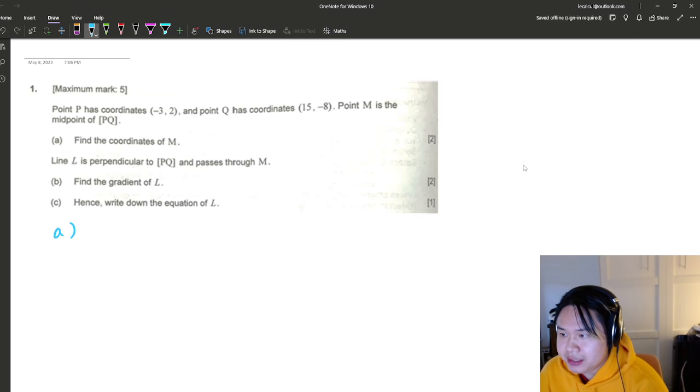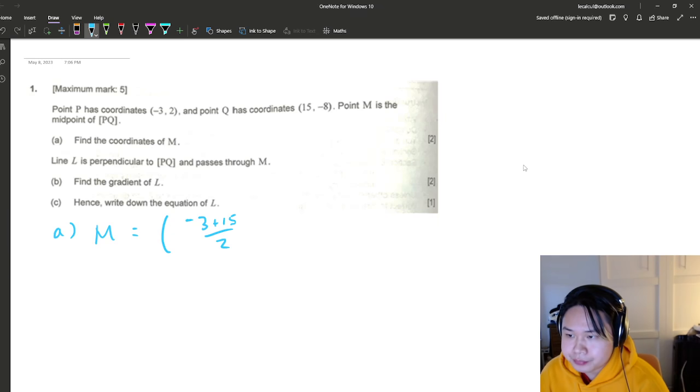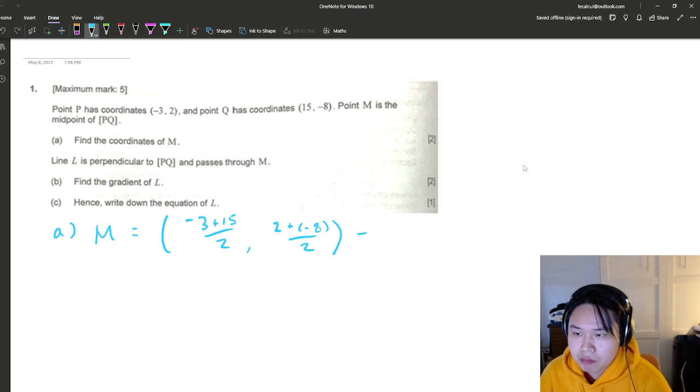Okay, so what do we got? We got a point P, we got a point Q, and we just need to find the midpoint, right? So this is just straight out of your formula booklet. You can just add the x and y coordinates, or well, values together, and then divide them by 2. And then you should get your answer. So here's your midpoint.